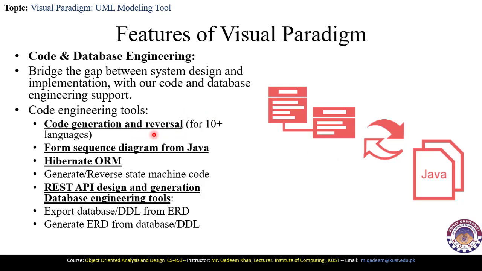Code engineering tools include code generation and reversal for 10-plus languages. For example, C++ and Java are the important languages here. Similarly, you can form a sequence diagram from Java to Hibernate ORM, which is object relational mapping, a programming technique for converting data between relational databases and object-oriented programming languages such as Java, C Sharp, etc. This means you can convert the database as well as the requirements to code using certain ORM, that is, object relational mapping.